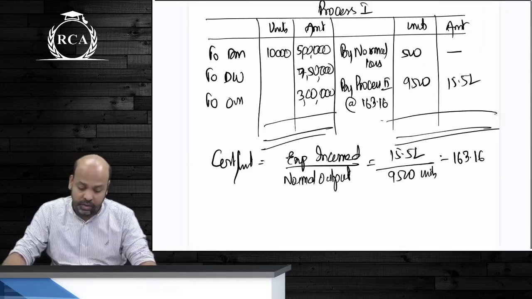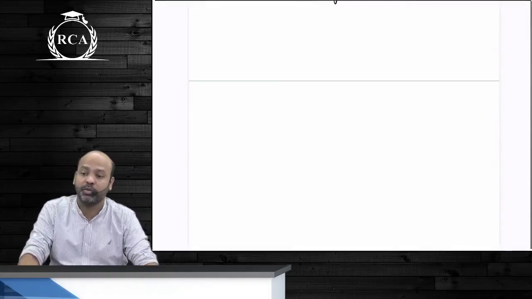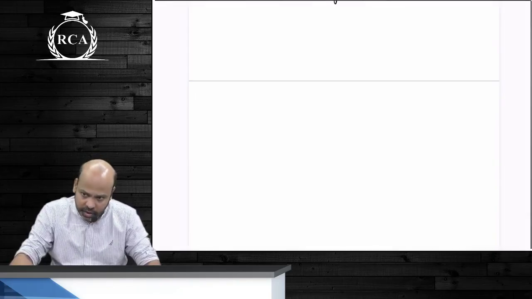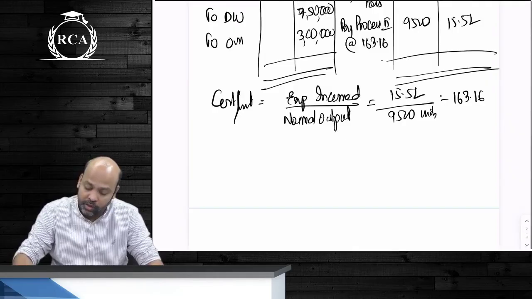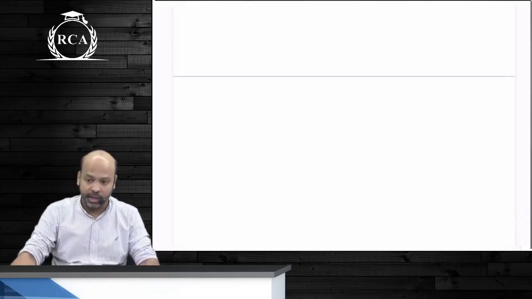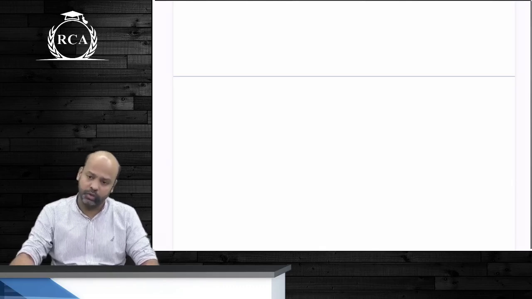Write this down, beta. Same as example 2. That is, we still have normal loss of 5%. Normal loss is still 500 units. Actual output is still 9,500 units. Except, guys, that normal loss as such, beta, has a scrap value of 20 rupees per unit. Normal loss, any loss, beta, that is arising in the manufacturing process will have a realization of 20 rupees per unit. If you sell that, you will get 20 rupees per unit.